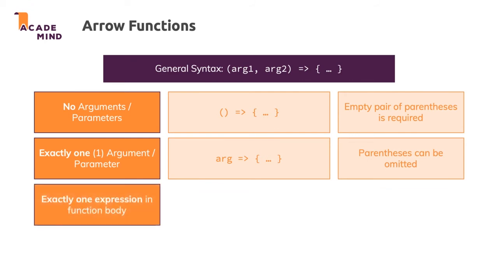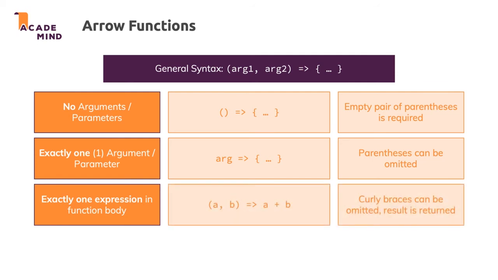Now, if you have exactly one expression in the function body, that's what I just showed you, then you can write it like this. You can omit the curly braces. You don't have to, but you can. If you omit them though, you also must remove any return keyword or any return statement you had in there, and the result of this calculation will then always be returned. So even if you have an expression in there where you're not interested in the return value, it still will be returned. That might not be a problem, it's just something to be aware of.